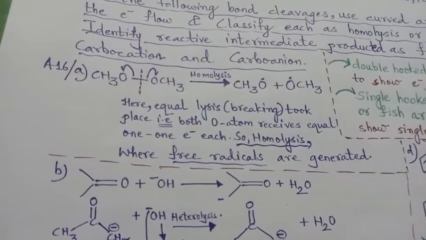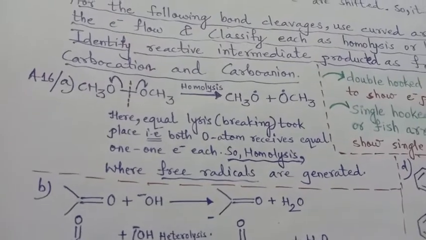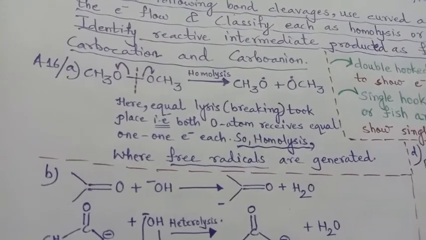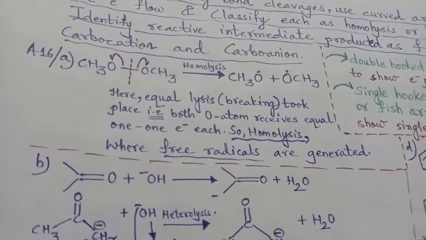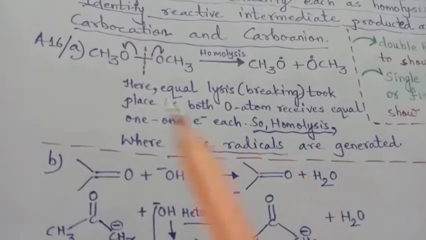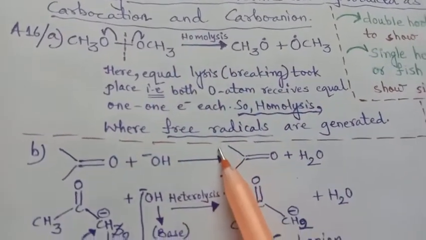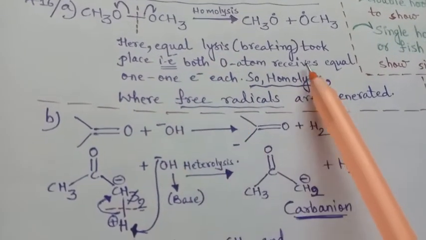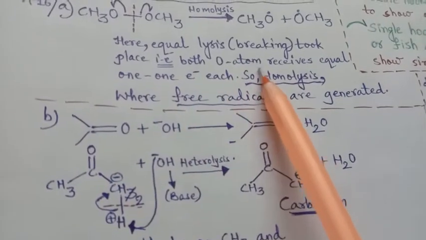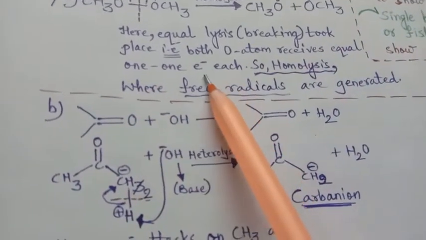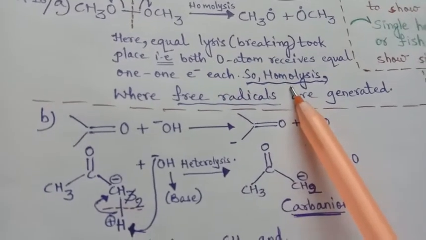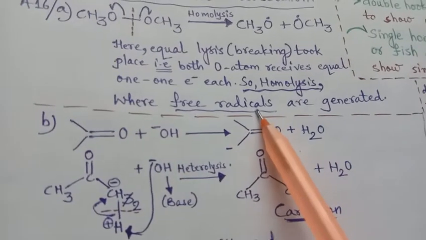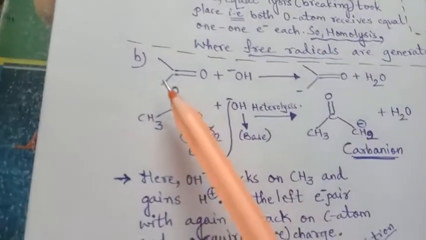When the compounds are covalently bonded, then they will give free radicals because they have shared their electrons. Right? They have not donated or accepted, like ionization takes place in cation and anion. So whatever I explained, I have mentioned here. Here equal lysis, that means equal breaking. Here equal lysis took place, that is, both oxygen atoms receive one electron each, and so it is homolysis, where the reaction intermediate produced is a free radical. Clear? Now let us see the next one.